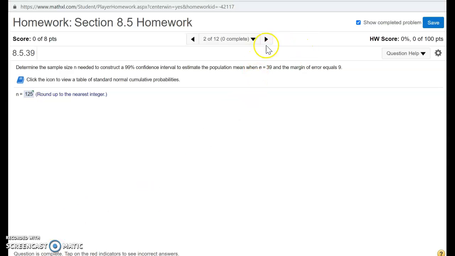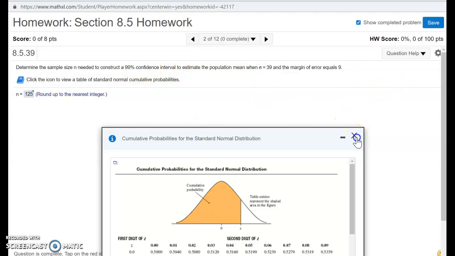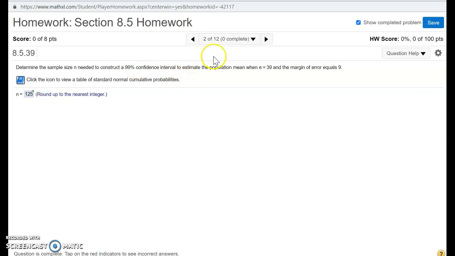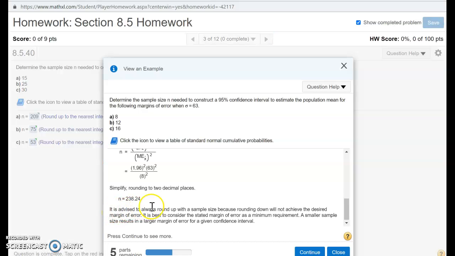Okay, question 2 will be worked the same way. You have your table here. You really don't need it because we know that 99%, we just got the z value. It was 2.575. Question 3, you're going to work the same way. And it does say that it is advised to always round up with the sample size, because rounding down will not achieve the desired margin of error. So it's best to consider the stated margin of error as a minimum requirement. A smaller sample size is going to result in a larger margin of error.